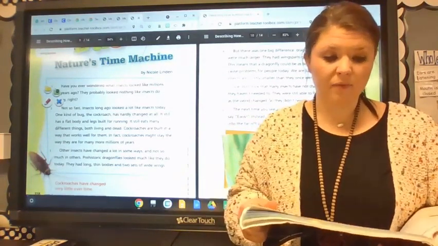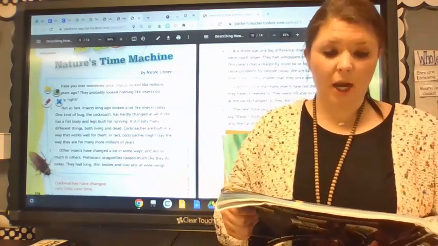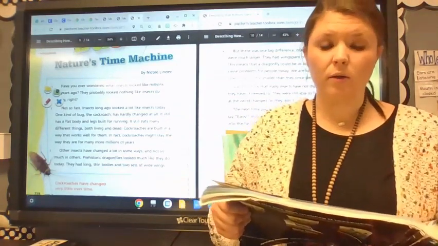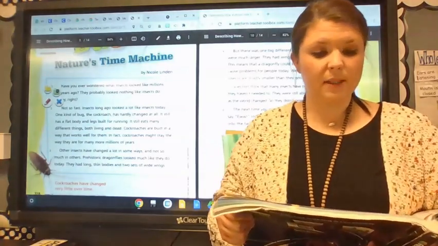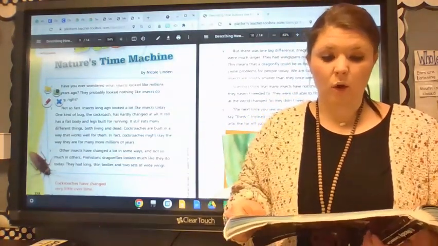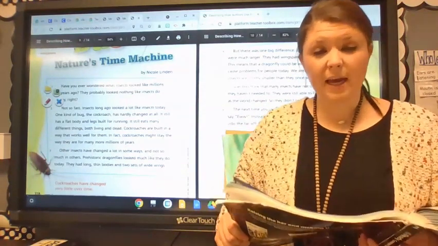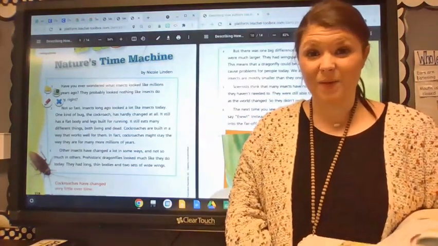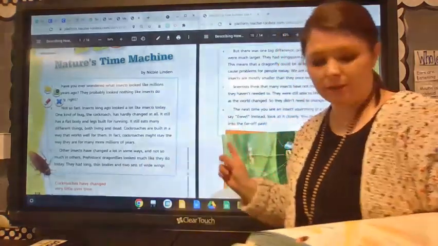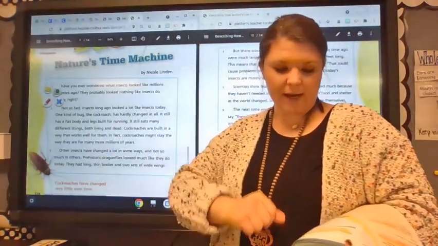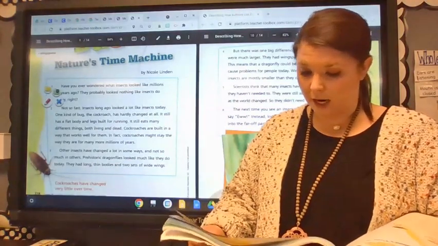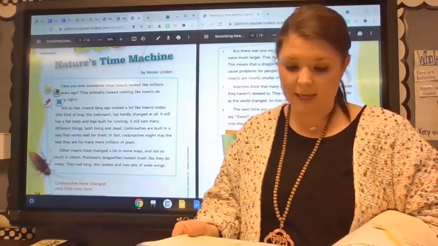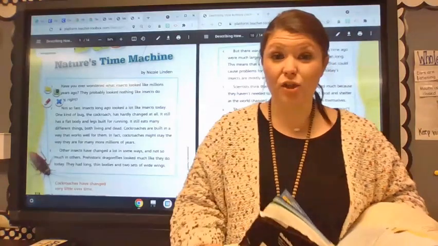All right, we're on paragraph number 5. Scientists think that many insects have not changed much because they haven't needed to. They were still able to find food and shelter as the world changed, so they didn't need to change themselves. The next time you see an insect squirming in a garden, don't say, "Ooh." Instead, look at it closely. You might just be looking into the far-off past, okay? All right, now we need to read the captions on both pages. The caption on 318 says, "Cockroaches have changed very little over time." And then the caption on page 319 says, "Long ago, dragonflies had wingspans about as long as your arms."